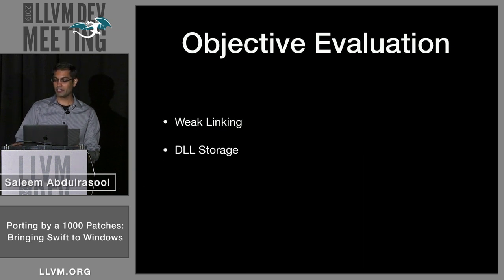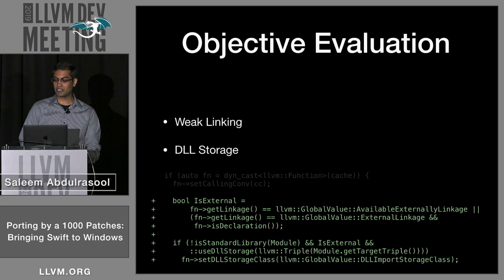PE/COFF has the concept of DLL storage, explicit information on whether a symbol is available in the current module or not. Symbol visibility in ELF and Mach-O indicate whether or not a symbol participates in global resolution, but does not indicate locality. In C and C++, the developer explicitly specifies the DLL storage associated with the symbol. No such annotation exists in Swift, and the introduction of one would break source-level compatibility.